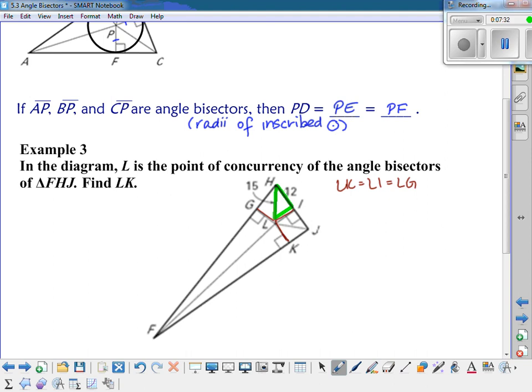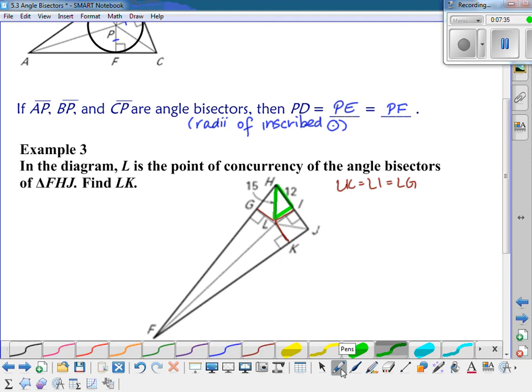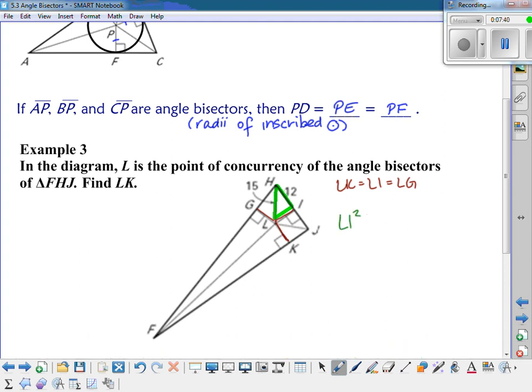And because this is a right triangle, I can use the Pythagorean theorem. So I know that LI squared plus 12 squared is going to have to equal 15 squared. And so we go ahead and square those. We get 144 and 225. And so if I subtract 144 from both sides, I get that LI squared is equal to 81. So that means that LI is equal to 9. And therefore, LK is equal to 9.